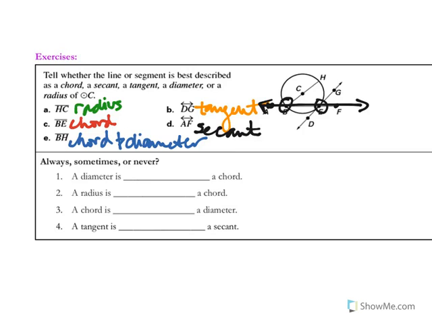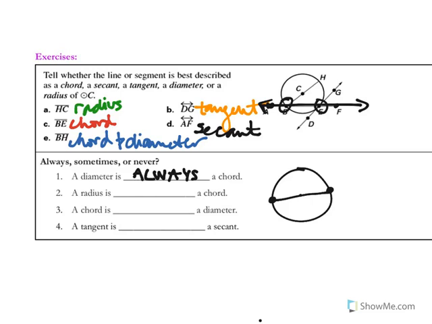Cool. All right, now time for our favorite, always, sometimes, never. There's just 4 of them, okay? It's just going to help us think through them. A diameter is blank a chord. So if I have a diameter, is it always a chord, is it sometimes a chord, or is it never a chord? Well, by definition, a chord is a line that goes through both endpoints. So if I have a circle, both of its endpoints are on the circle somewhere, and a diameter is what I said is a special type of chord that just goes through the center. So this one, I'm going to say always.